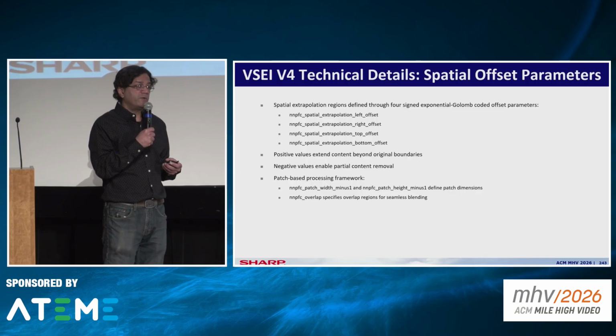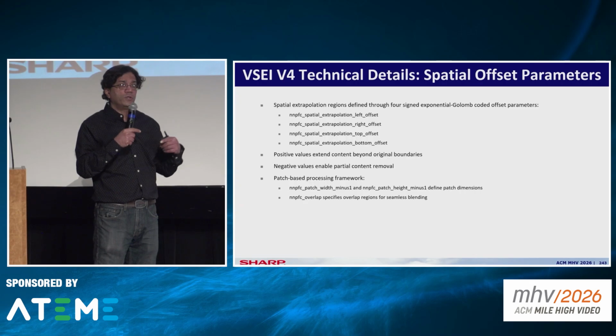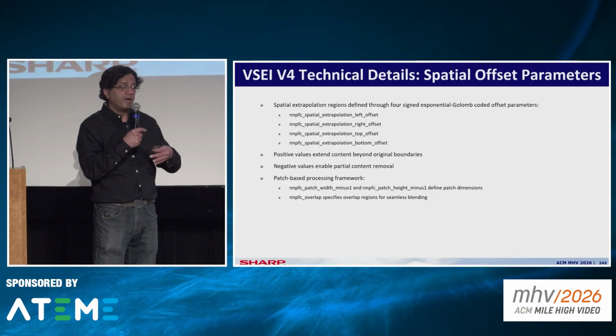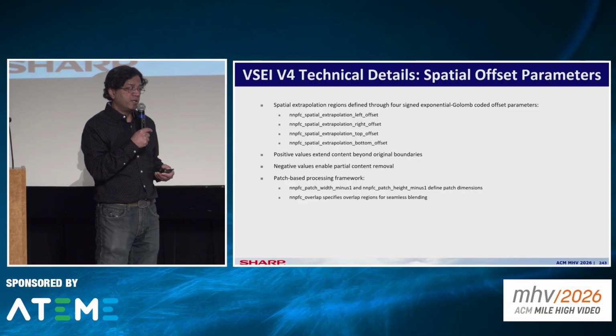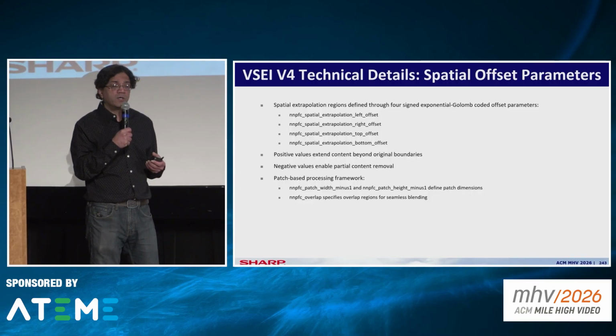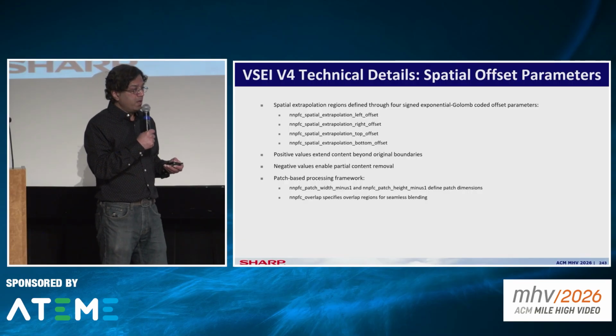Additionally, obviously, you can also signal the spatial offset parameters. So if you have your original picture of a certain width and height, you can specify whether you want to extend your area to the left, right, top, or bottom, and that's signaled via these 4 syntax elements. And those are exponential Golomb coded, which is se(v), signed value, because you can also ask it to remove some content. So if you signal negative values, you are talking about partial content removal.